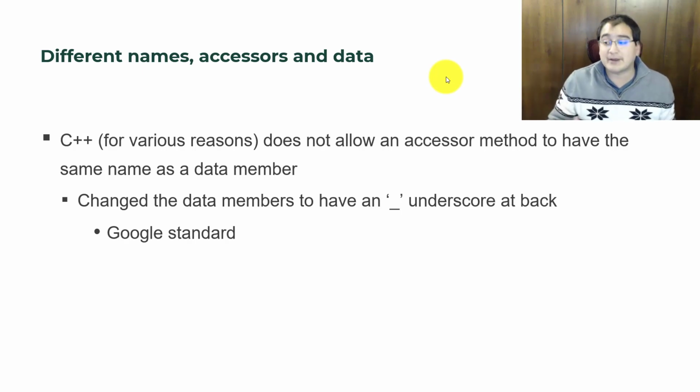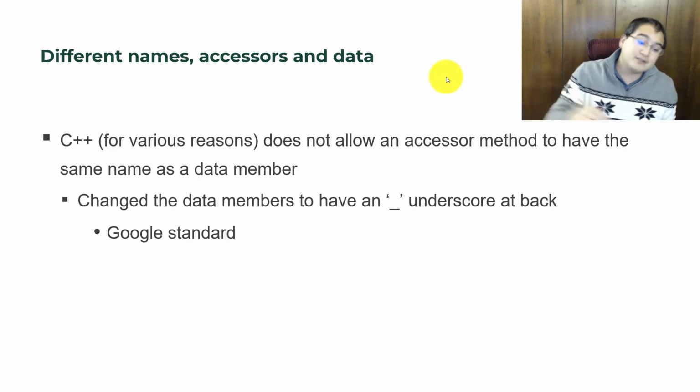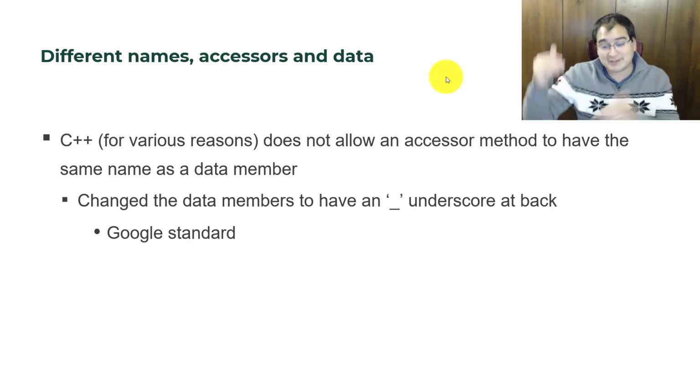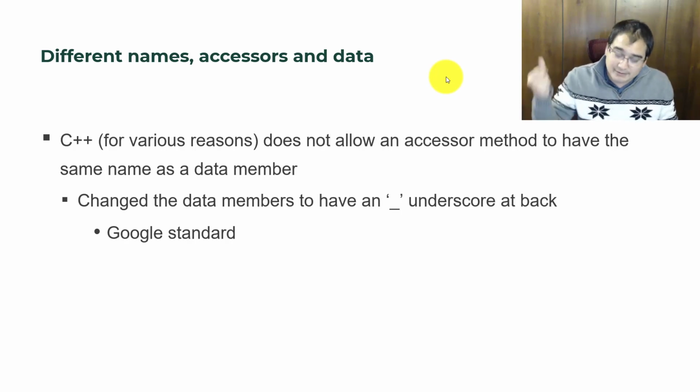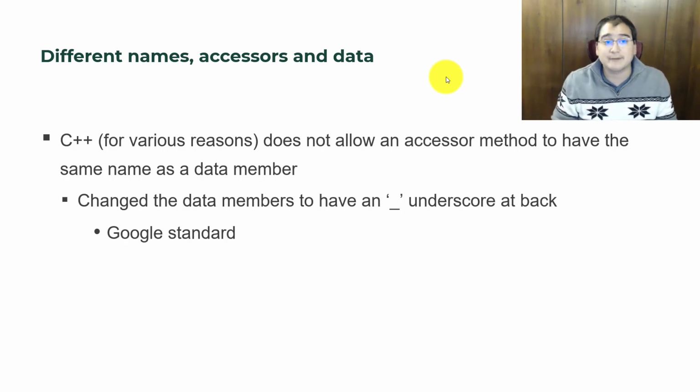You want the user to be able to have nice names for them to call things. And if you need to have any ugliness, you stick it in the private side. That's kind of the whole point of separating the public and private. And this is also the Google standard to have data members' names end with an underscore.